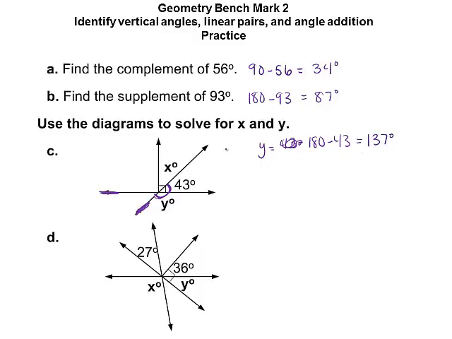That's y. Now if I look at x, see how these two are adding together to make this 90 degree angle? So that means they're going to add up to 90. So x is going to be 90 minus 43. So 90 minus 40 is 50, minus 3 is 47.